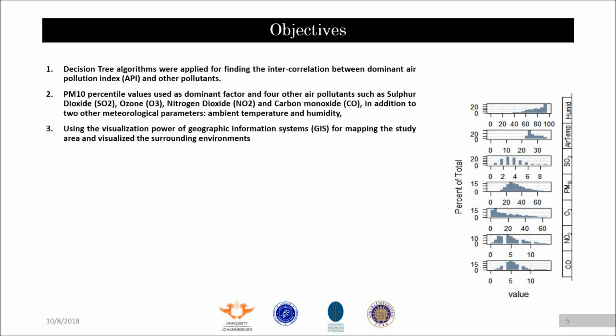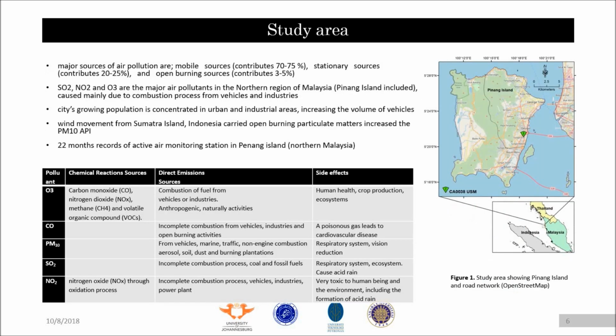The data that we use is based on the PM10 and 4 other air pollutants, in addition to 2 meteorological parameters, temperature and humidity. GIS will also be used to visualize and map the study area and the surrounding environment. Here you see in the figure, on the right side, the values for each pollutant, the range for the current study. The study area is Penang Island, Malaysia.